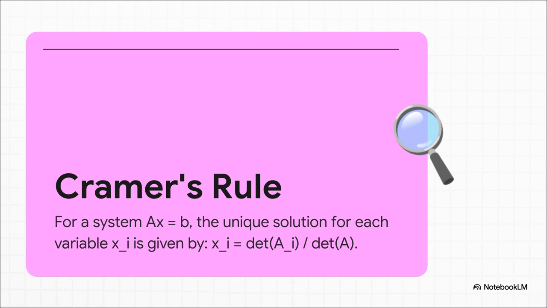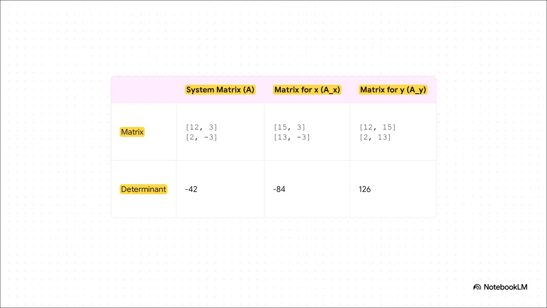So here's the rule in its formal algebraic glory. For any variable, its value is the determinant of a slightly modified matrix divided by the determinant of the original one. What might have looked like a scary, abstract formula before, now, well, it just looks like the volume of a part divided by the volume of the whole. Okay, let's put it to the test. Here's our system. The matrix of coefficients, A, has a determinant, its base area, if you will, of -42.